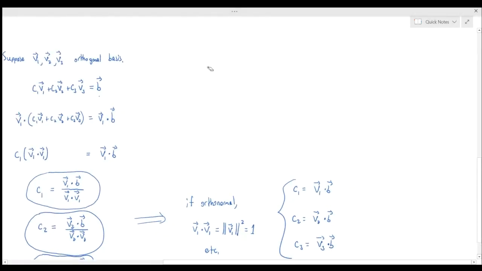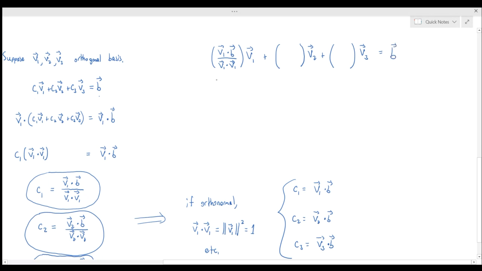So then if I plug those formulas in, what we end up getting is that C1 was V1 dot B over V1 dot V1. So it's that times V1 plus, and then just to save some time, I won't write out the rest, but we can plug in the formula for C2 over there and for C3 over here.